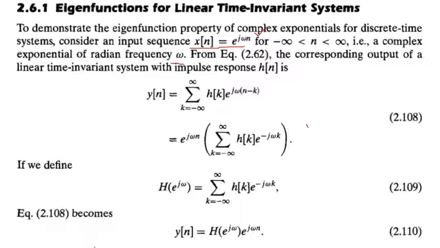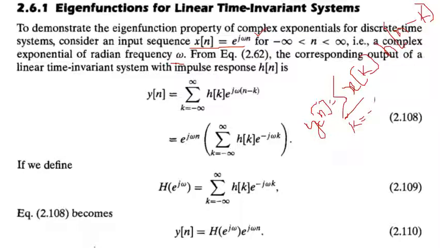The corresponding output of the LTI system, we know how to find it. I am going to write here y[n] equals, with the help of convolution, the sum of x[k] h[n-k]. Everybody knows the formula of convolution, with k from minus infinity to infinity. We know that the input is x[n] = e^{jωn}.